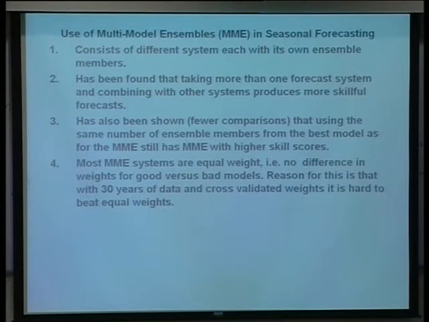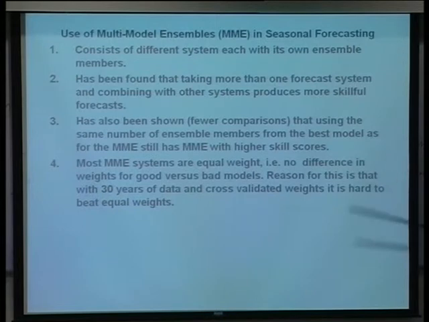People have looked at that in a few cases and shown that even in that case, for reasons that are not exactly known, but suspected to be error cancellation and the different physical formulations, the multi-model ensemble will be best.